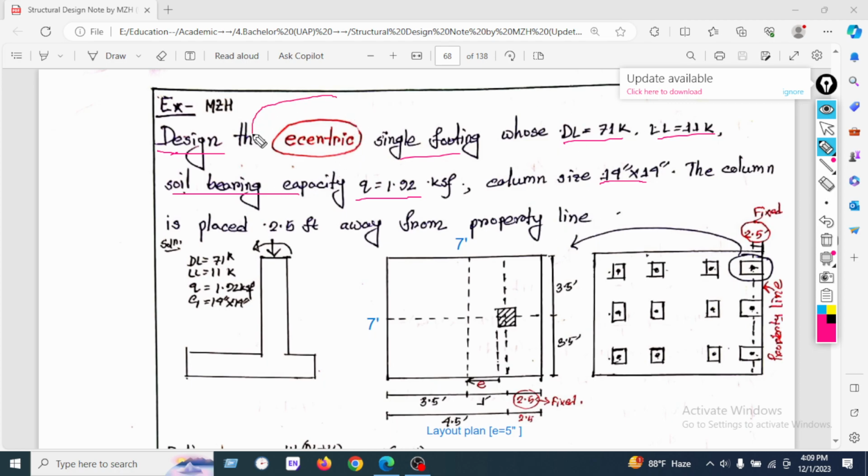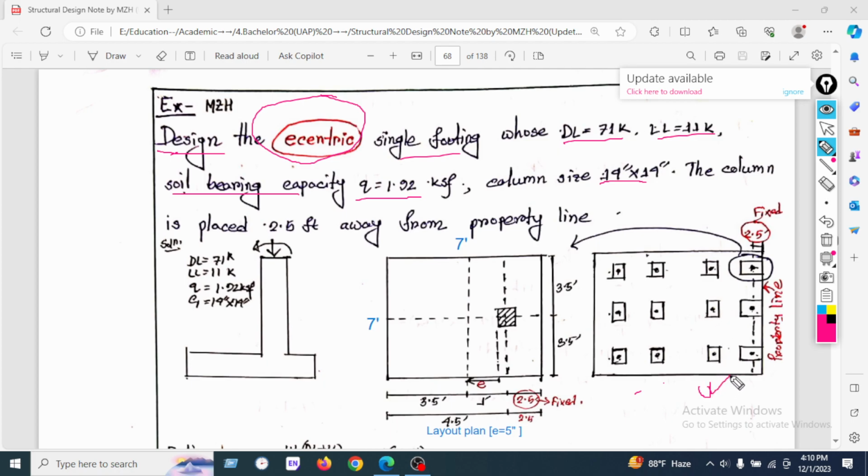At first, we have to know what the eccentric footing is. In the practical field, when we assume here is our building plan, we have seen there are 1, 2, 3, 4, 5, 6, 7, 8, 9, 10, 11, 12. Here 12 columns or footings are placed on this property. But when the property line is very close to the footing, then we will need to design the footing as an eccentric footing.